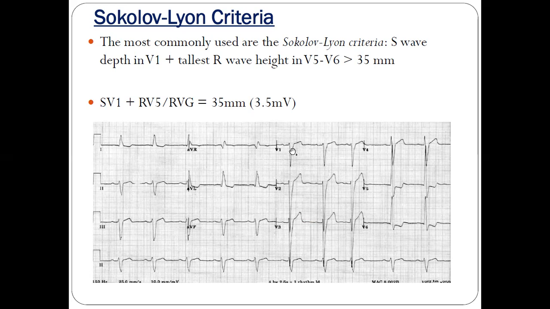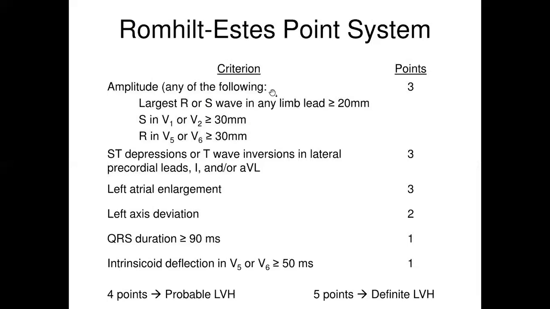And if we add to this S wave the tallest R wave height in either V5 or V6, so this is the R wave in V5, and this is the R wave in V6. Here also each small square is 1 mm or 0.1 millivolt. So we'll calculate the amplitude of the R wave here and the S wave in V1. If the combined value is more than 35 millimeters, it fits the criteria of left ventricular hypertrophy.